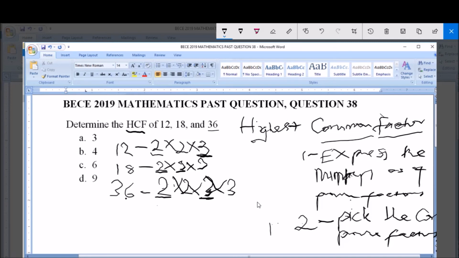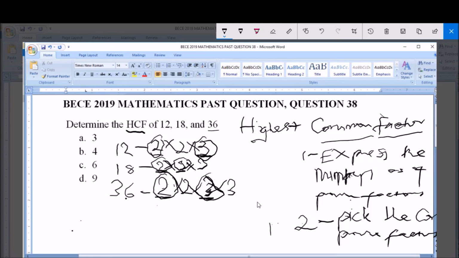Like see this 2 now, you only have this other 2 in 12 and 36. So it is not common because it's absent in 18. These 3 are only found in 18 and 36. It is not common because it is only found in these 2, not the 3. But look at this 2 and this 3. This 2 here and this 3, it is common here. So they are common. So these are the common factors. Now we pick out these common prime factors.